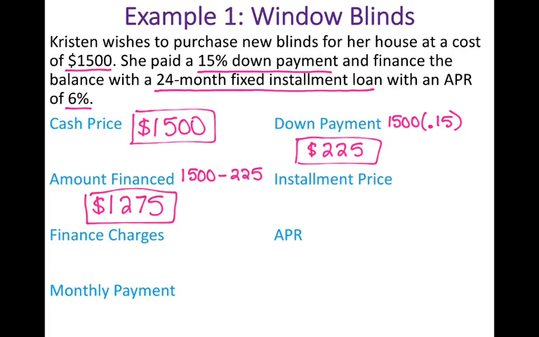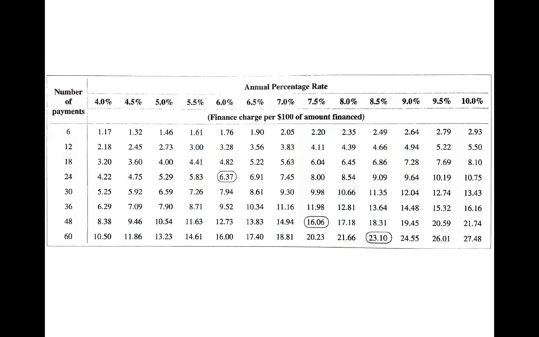Now, in order to calculate your finance charges, we are going to use this table right here. This table is actually from your textbook. Please ignore these circled numbers. These circled numbers are from examples that were within the textbook. But we're going to use this table to figure out our finance charges. Now, an important piece of information that you need to know about this table is that it is the finance charge per $100 of amount financed.